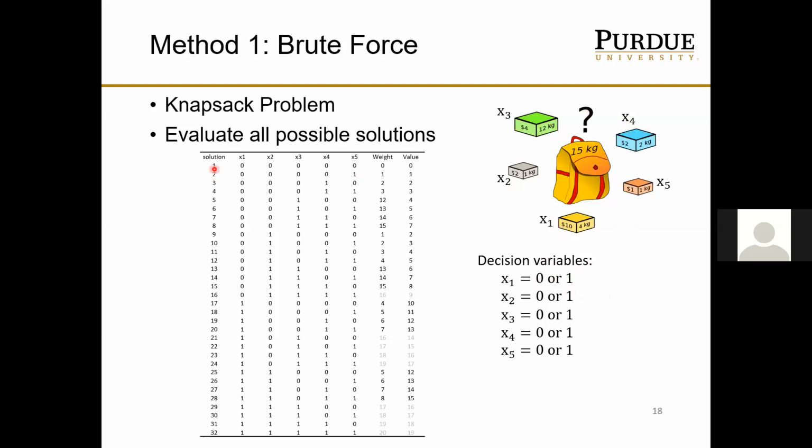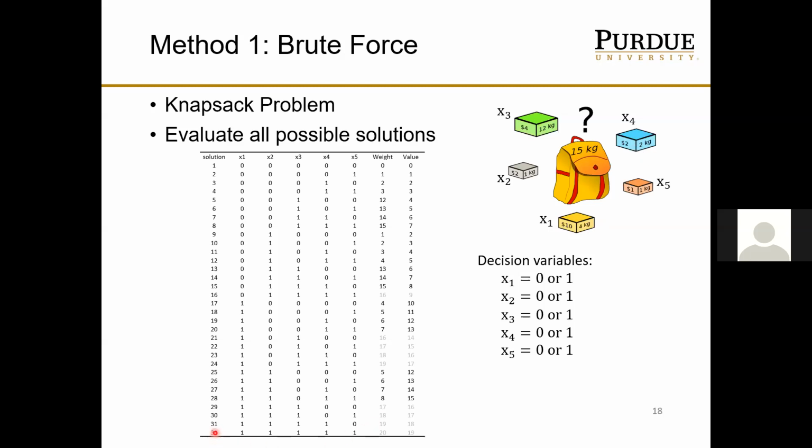Because we are using brute force, we are trying to list all the possible solutions. Let's take a look at the first solution. x1 is 0, x2 is 0, and everything is 0. So what does this mean, if every decision variable is 0? None are chosen. That's correct. It's empty. We don't choose any of them.